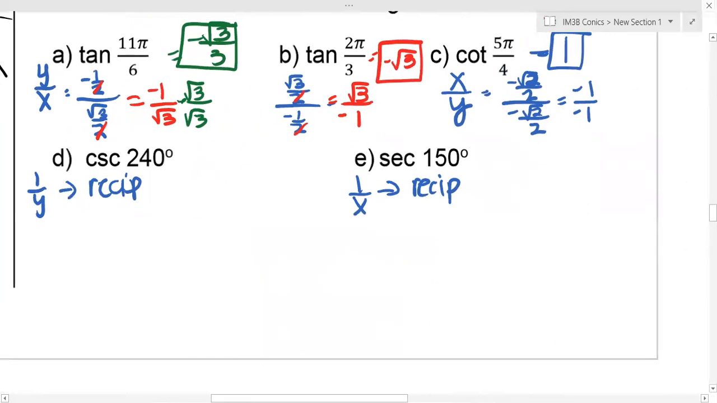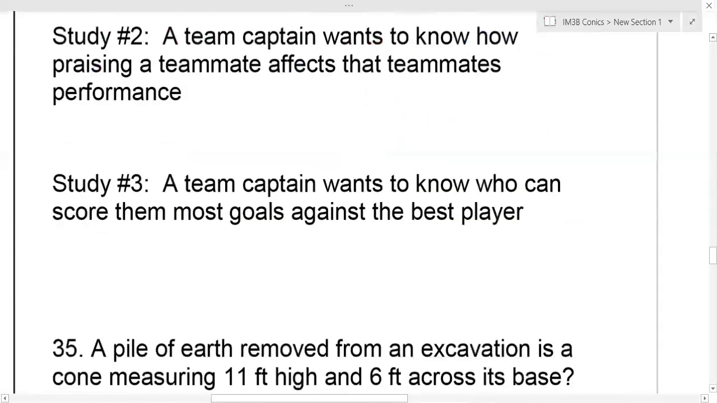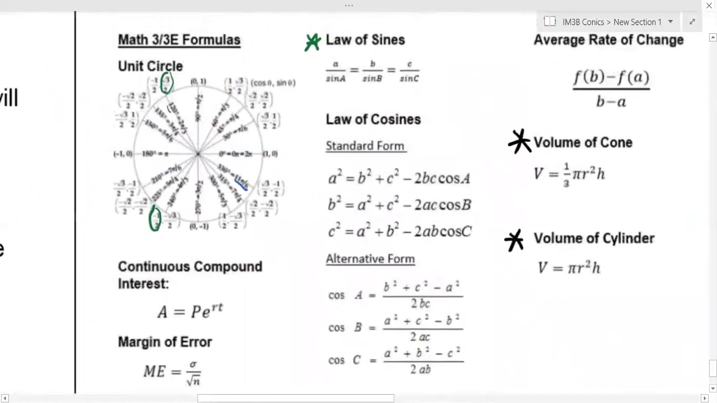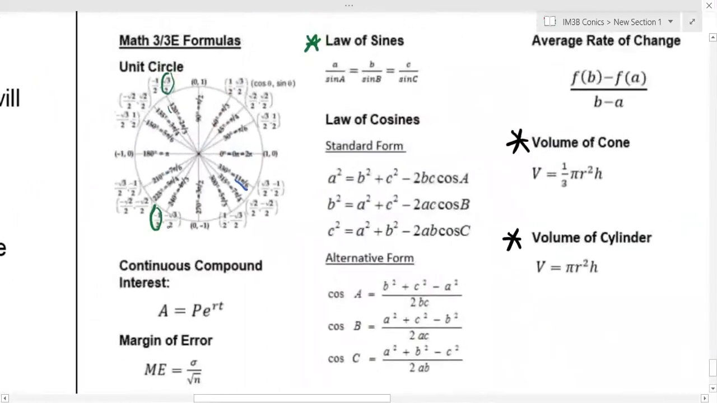The last two are going to be a little bit easier because it's just the reciprocals of one thing. So we only have to know y for 240, and we only have to know x for 150 in order to find cosecant or secant. So let's look for 240 and 150 kind of at the same time, because then we can just remember two numbers. Okay, so 240, we needed the y value. The y value of 240 is negative rad 3 over 2.